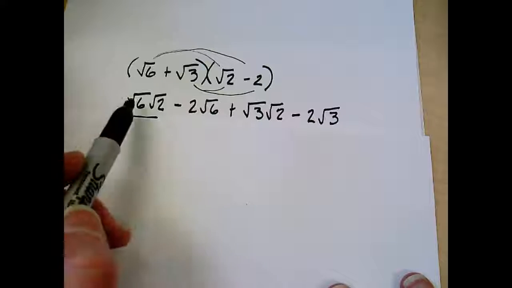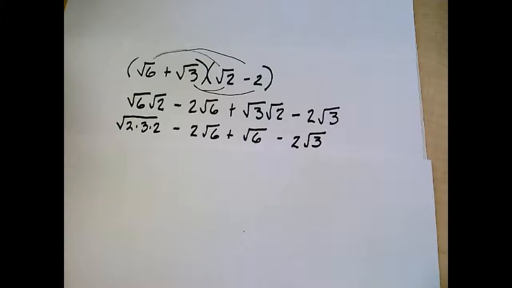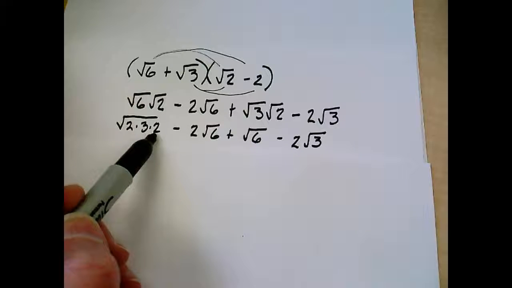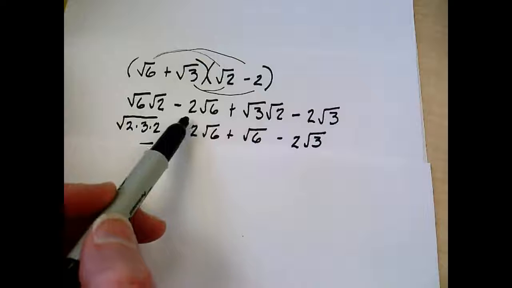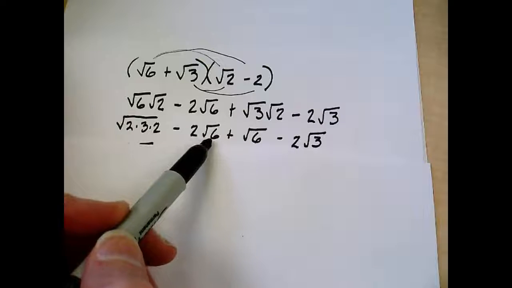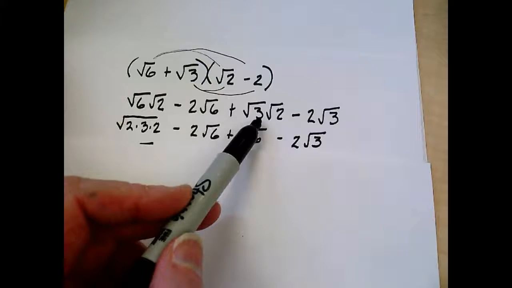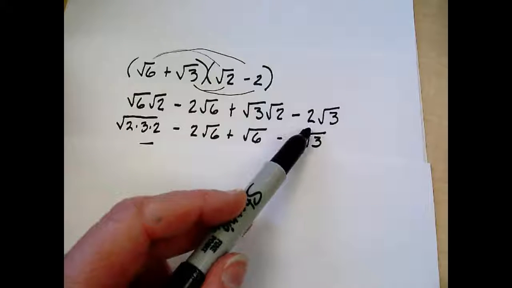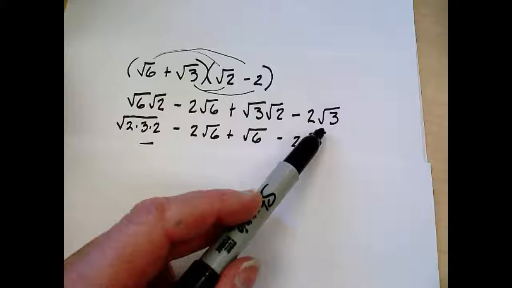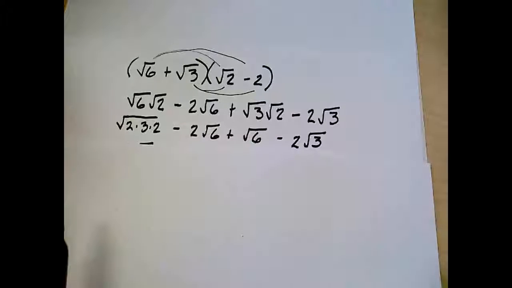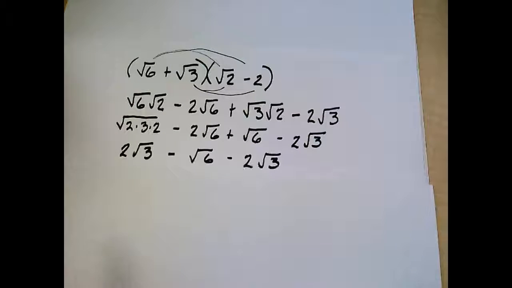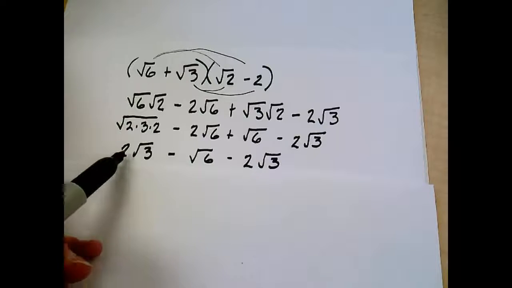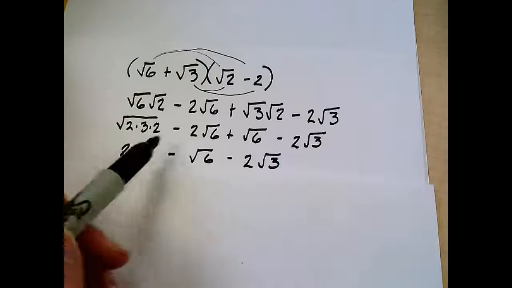Now we can simplify. The square root of 6 is 2 times 3 times the square root of 3. My negative 2 square roots of 6 stays. The square root of 3 times the square root of 2 is the square root of 6. And this negative 2 square roots of 3 stays the same. So when we simplify, here the square root of 2 times the square root of 2 is 2. The square root of 3 stays.